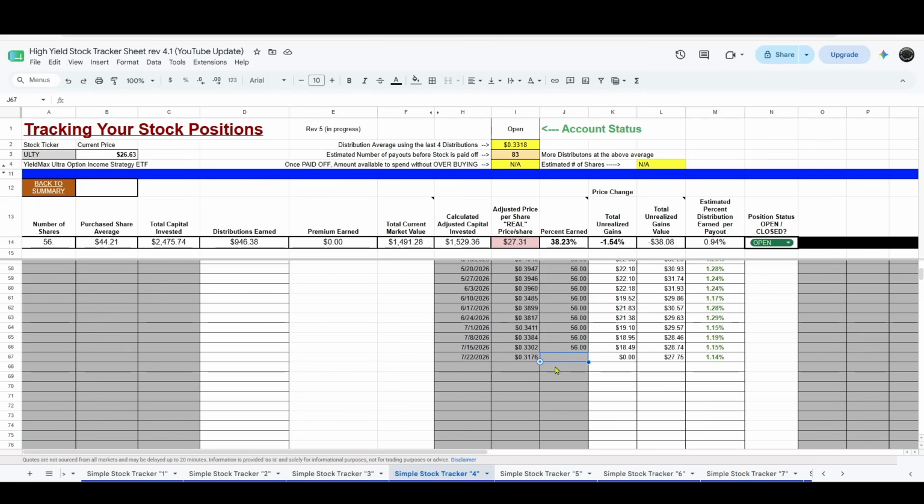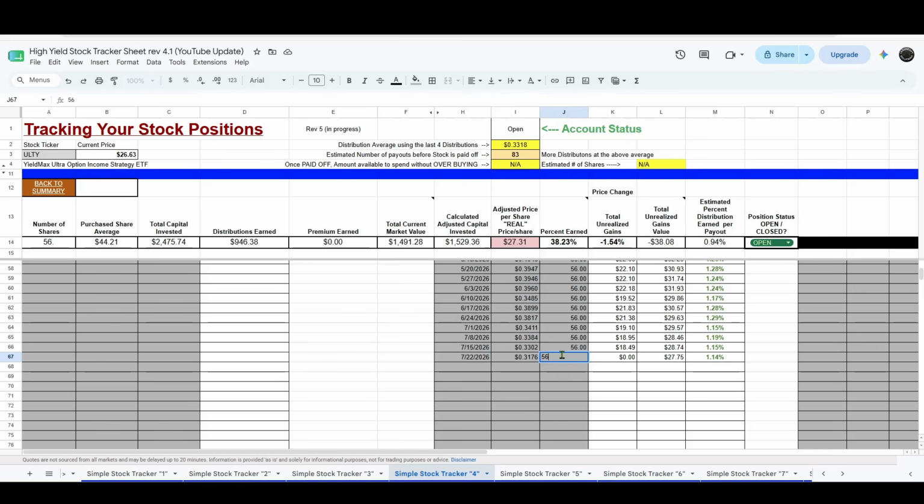For ULTY, I earn 31 cents and I have 56 shares. That's going to lower that real price per share of $27.31, which is not too far above the current price of $26.63. But since it is indeed above that current price, it is currently showing a loss of $38.